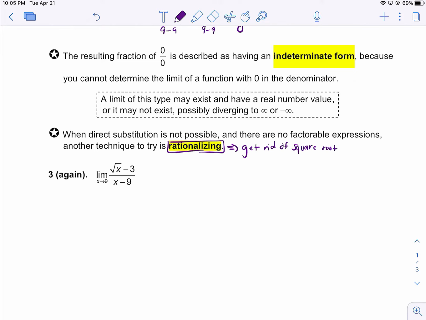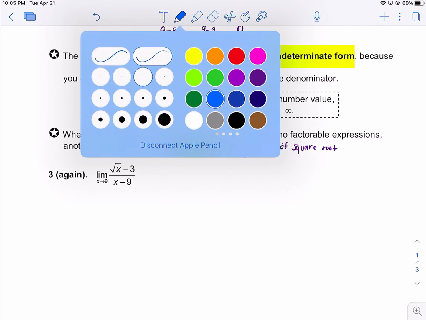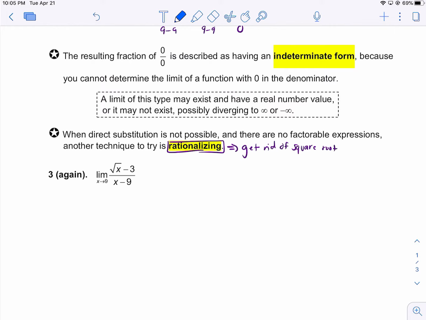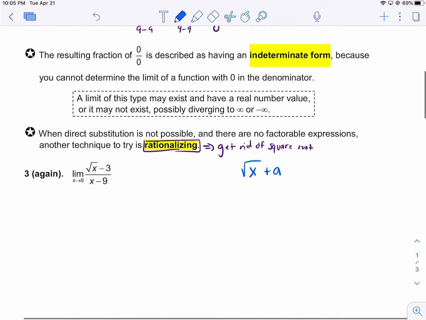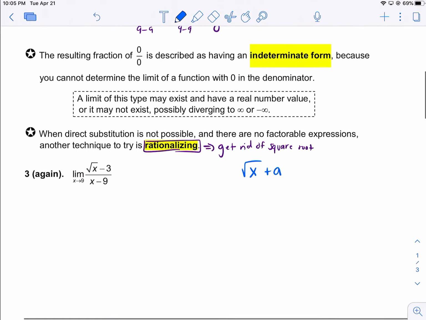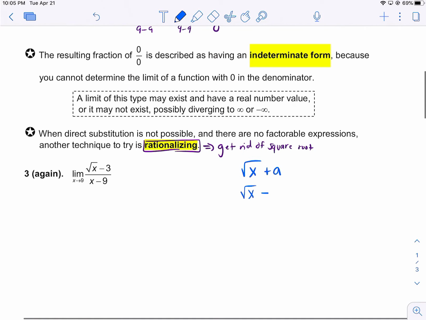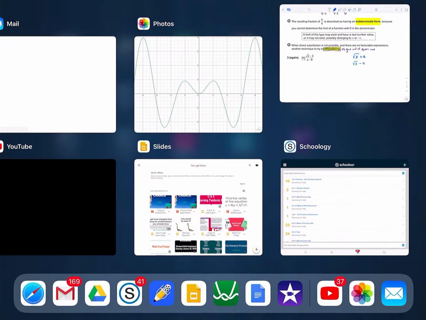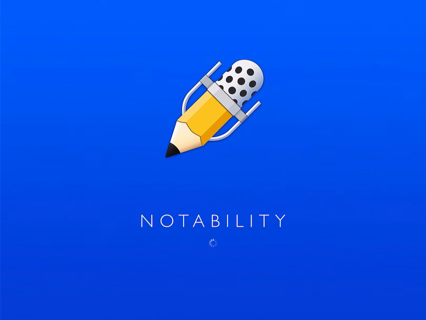And in order to get rid of the square root, we are going to use something called the conjugate. So I will refresh your memory if you're like, but still I have no clue what the conjugate is. If I have something like the square root of x plus a, its conjugate is the square root of x minus a. We keep the values the same and we switch the signs. And then it looks like this has frozen real quick, so let me just restart this.